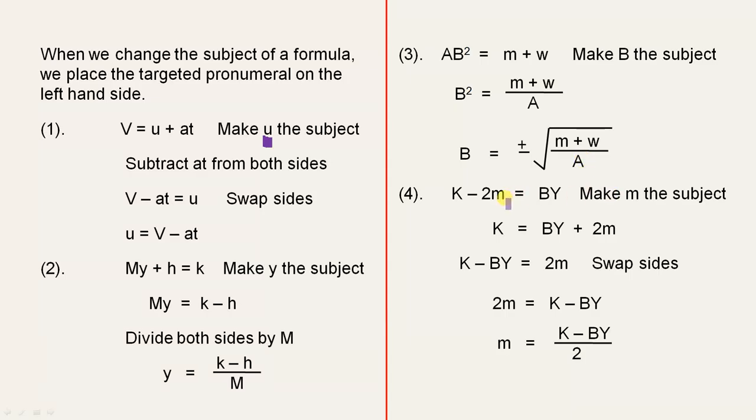And number 4, we have k minus 2m equals by. We make m the subject. So what we'll do is we'll add 2m to both sides. If we do that, that puts a plus sign in front of the 2m, as you'll see here, because we're adding 2m to that side and we're adding 2m to that side. So k equals by plus 2m.